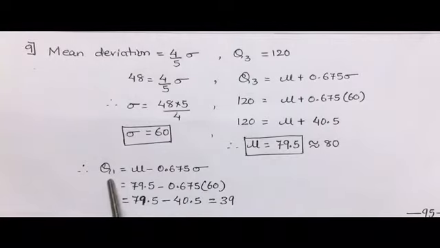Now the formula of Q1 is mu minus 0.675 sigma. The value of mu as 80 also can be kept and 79.5 also can be kept here, and calculating it by putting the value of sigma as 60, the answer is 39. If you are taking 80 minus 40, we will get the answer as 40.